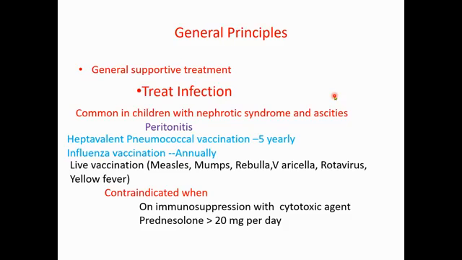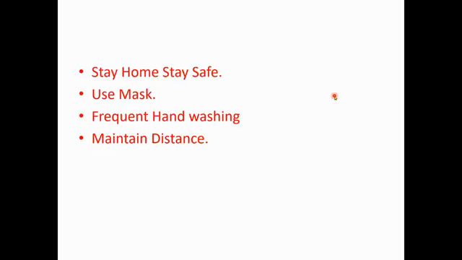When can immunization be done? Live vaccine can be given if the patient is not receiving cytotoxic drugs, with cytotoxic drugs stopped for at least 3 months, and when the prednisolone dose comes below 20 mg per day. Otherwise, live vaccine is contraindicated during immunosuppression, that is with a cytotoxic agent or prednisolone dose more than 20 mg per day. After 1 to 3 months of cytotoxic therapy, the live vaccine can be given.